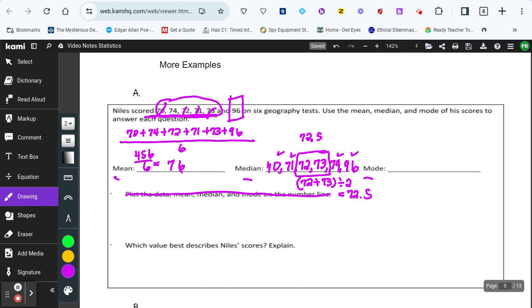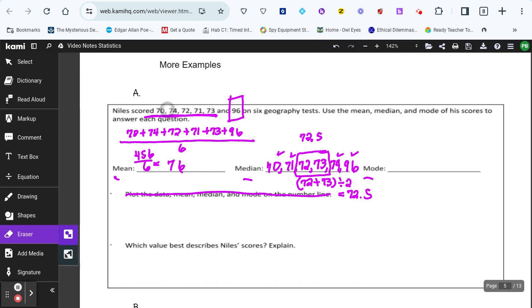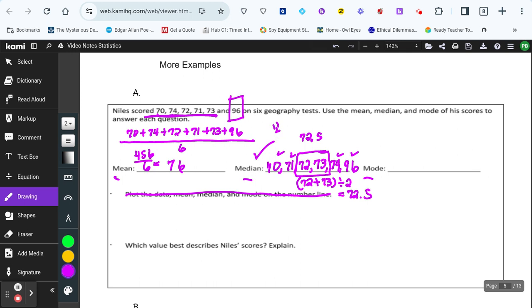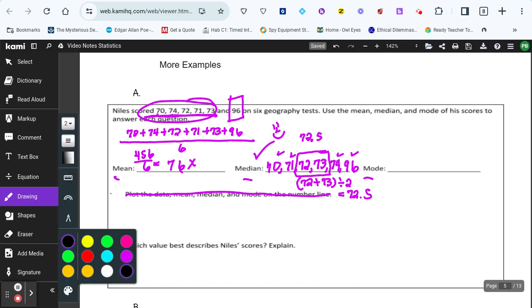Okay, so most of his scores are in between 70 and 74, and 72 is like in the center of 70 and 74. So that's pretty good. That, to me, is what we want, not this one, okay? All these scores, none of them are even a 76, so how can you have a 76? That can't be a good representation.